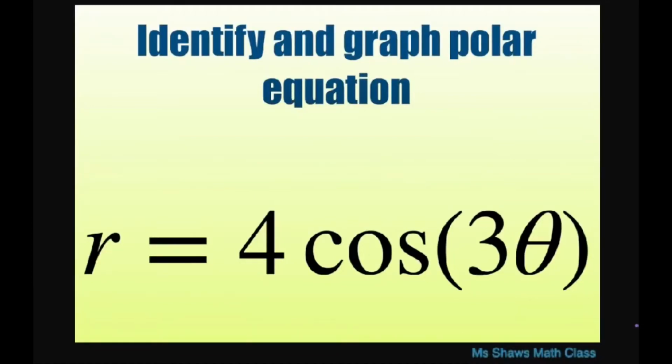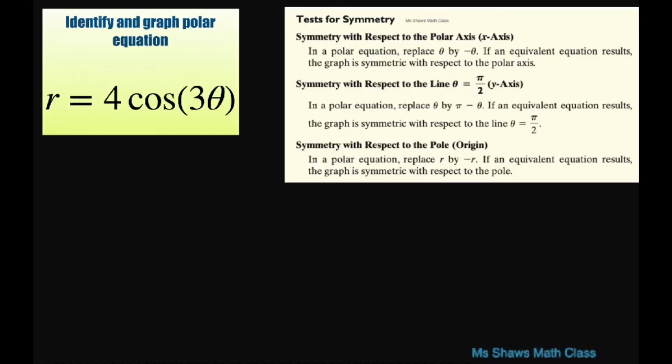Hey everyone, we're going to identify and graph the polar equation r equals 4 cosine of 3 theta. Now this is going to be a rose with 3 petals, and I will show you the form for that in a few moments. First thing we have to do is test for symmetry.